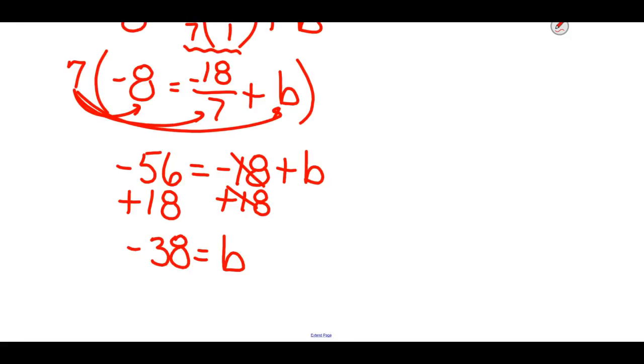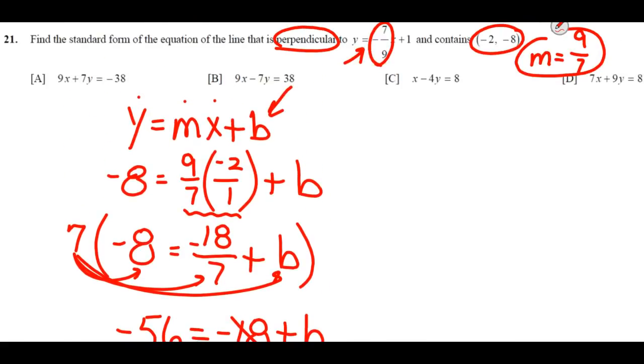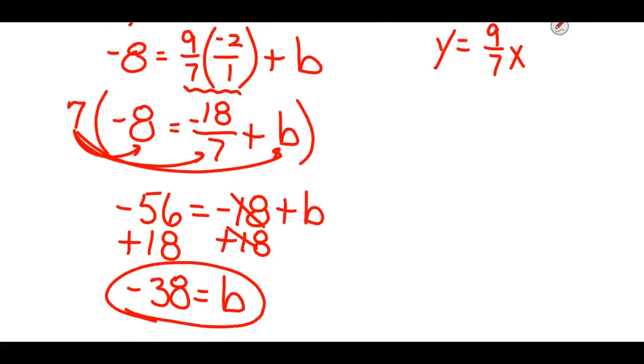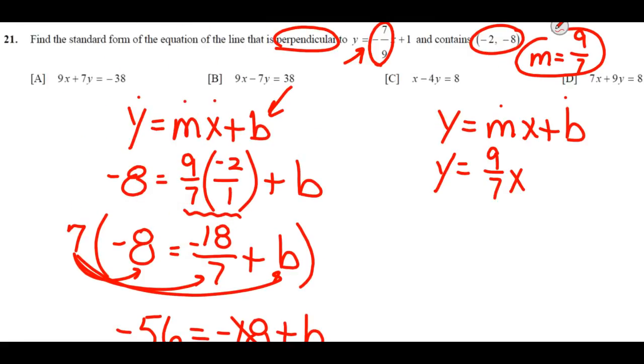So now I have b, I have my slope, so in round 2, I'm going to go back and I'm going to use again y equals mx plus b. But now in this case, I'm only going to put in m and b. So I have y equals 9/7 x. My b I solved for, which was -38, goes here.